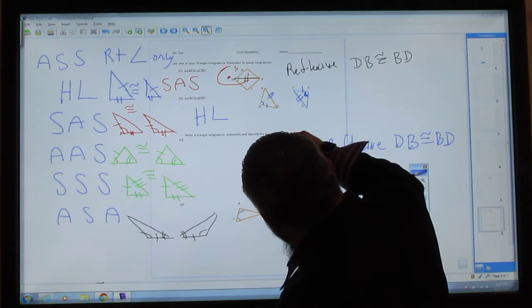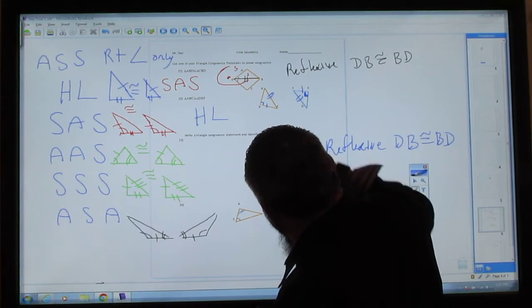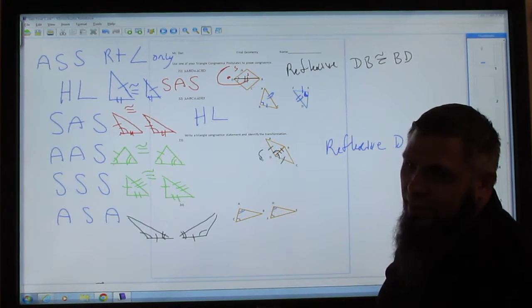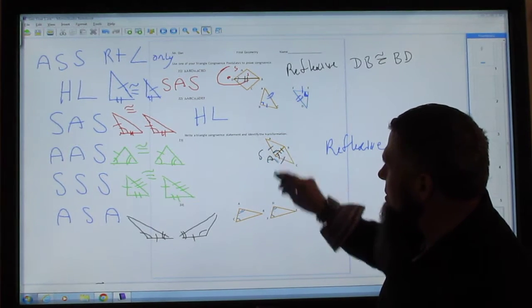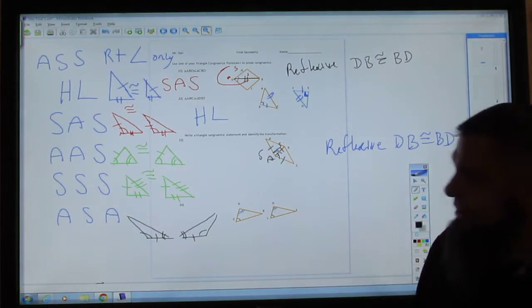There's an angle congruent to an angle, right? A side to a side and the other side, right? So I have side, angle, side. So it's side, angle, side.